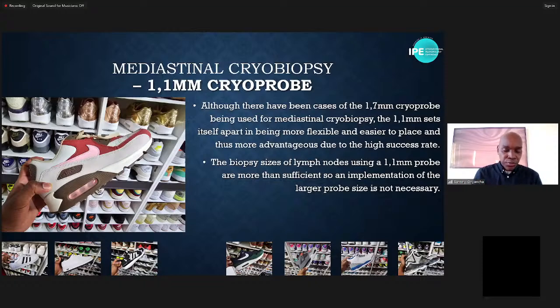The 1.1 is pretty easy. And when we're talking about lymph nodes, you don't really need that much of a big sample. Yeah, a small sample is okay. So the 1.1 is fine.